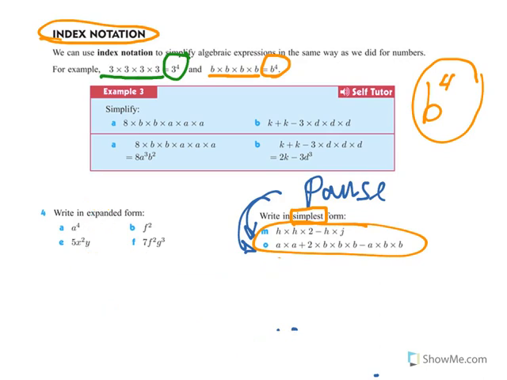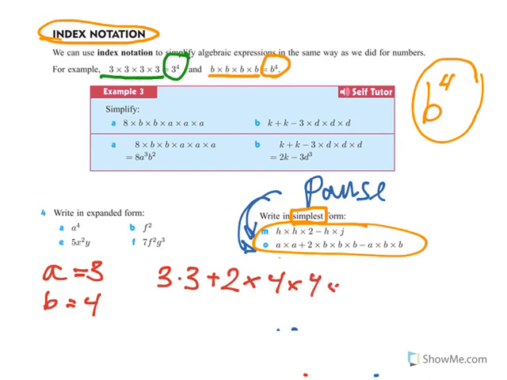Just to break this down, I'm trying to figure out why it is this way. We can give a number for a. So let's just say that a equals 3. All right, if a is 3, and we have this expression, a times a, that would be 3 times 3 plus 2 times, and let's say b is 4, 4 times 4 times 4 minus 3 times 4 times 4.